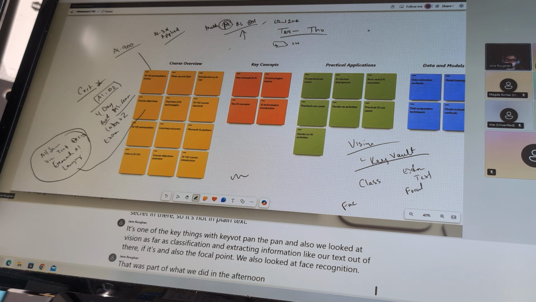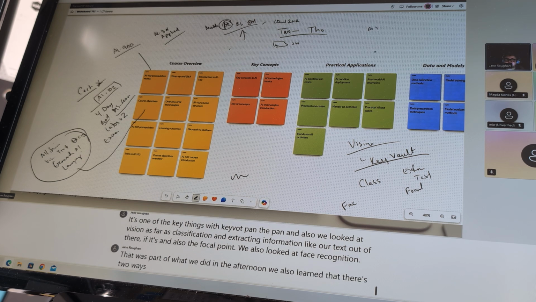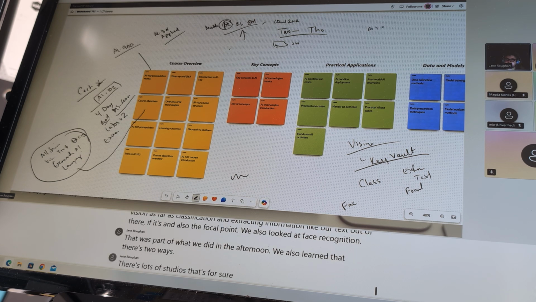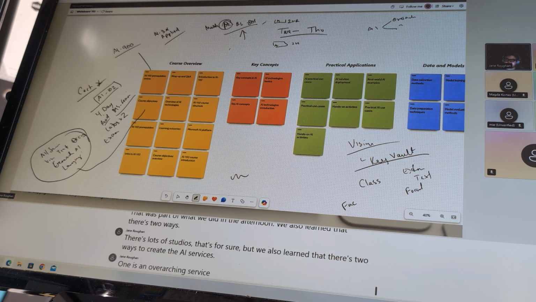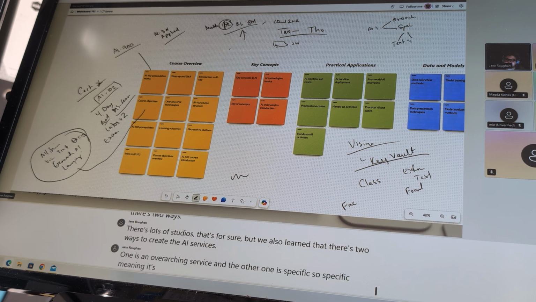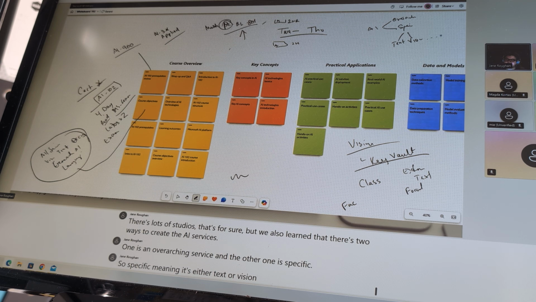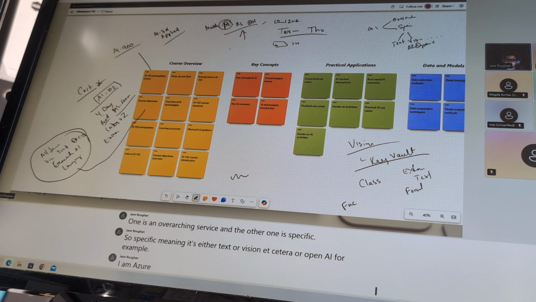We also learned that there's two ways to create the AI services. There's lots of studios, that's for sure, but there's two ways. One is an overarching service, and the other one is specific. Specific meaning it's either text or vision, etc., or OpenAI, for example, Azure OpenAI.